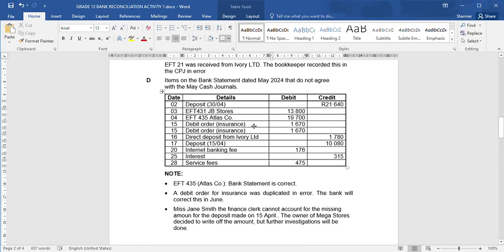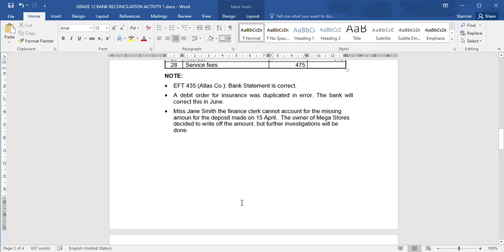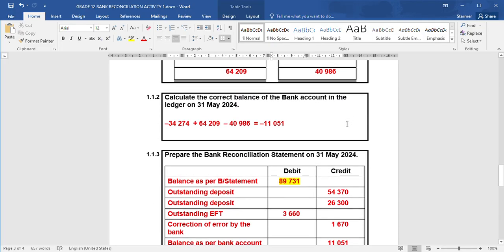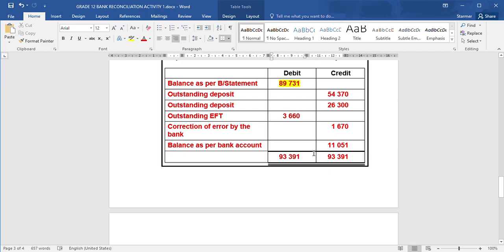Okay, moving on now to a debit order here. You will notice that the bank has duplicated that debit order. It's appeared twice in your bank statement. They should have only recorded it once, and they say that they will correct this in June. So the first thing we need to do is record it once, because we're paying money. The second thing you need to do is note that the bank took money from you twice, and they should have only taken it once, so they owe you that extra amount that they took.